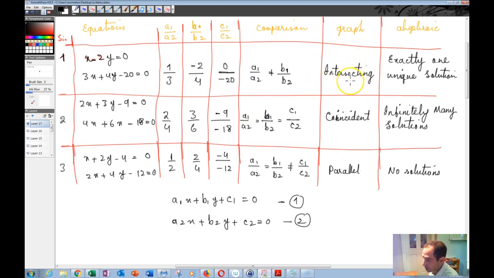Okay, and so basically you can look at this from a geometrical point of view, and also from the point of view of a theorem. I can tell you that if you state this in the form of a theorem, that for example, if two lines are intersecting, then a1 to a2 is not equal to b1 to b2, and the converse is also true, meaning that if a1 to a2 is not equal to b1 to b2, then the two lines are intersecting. And then the other two cases as well, the converses are also true.